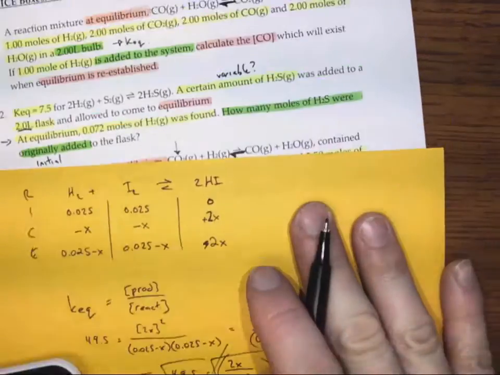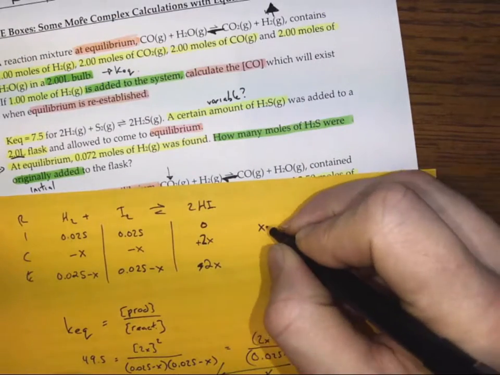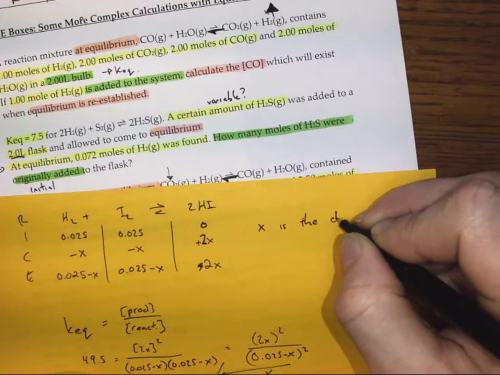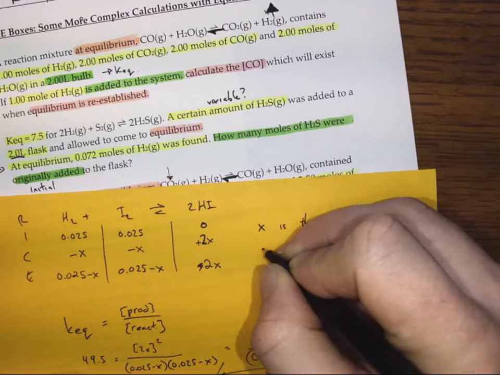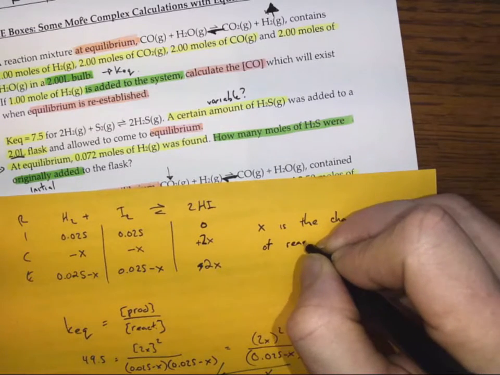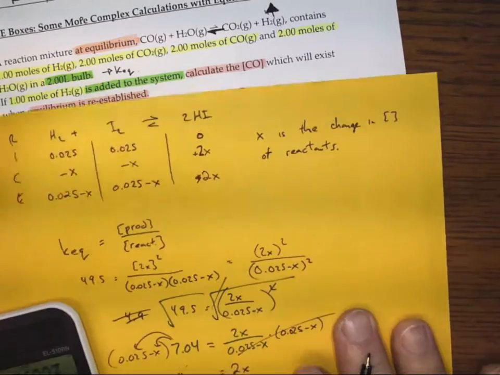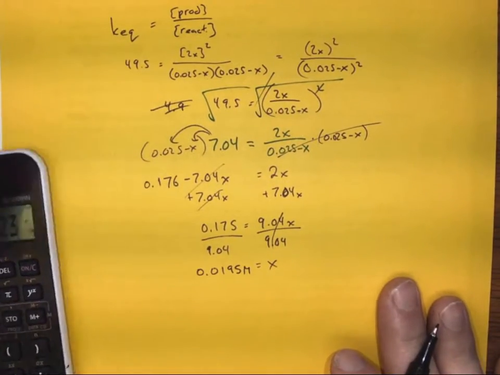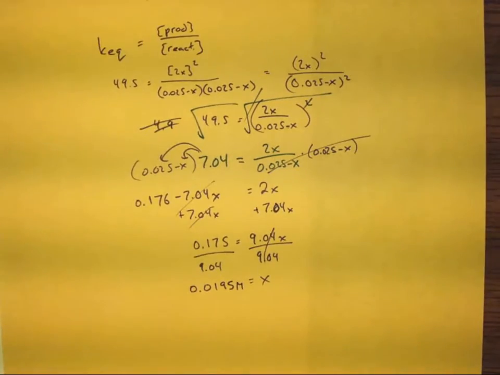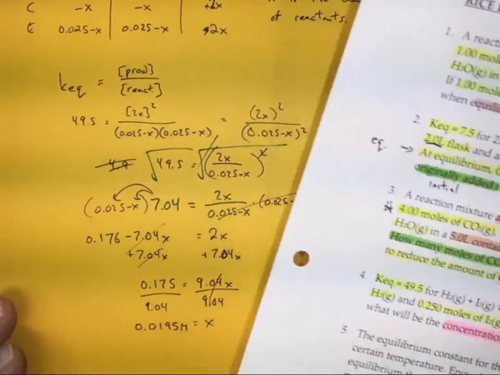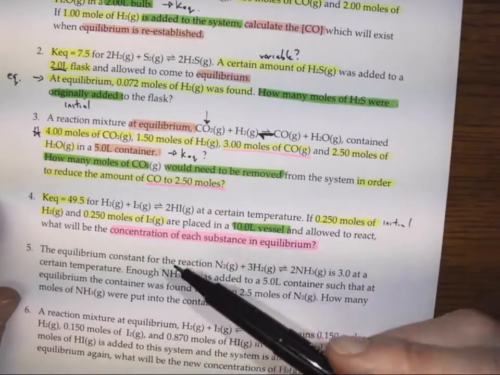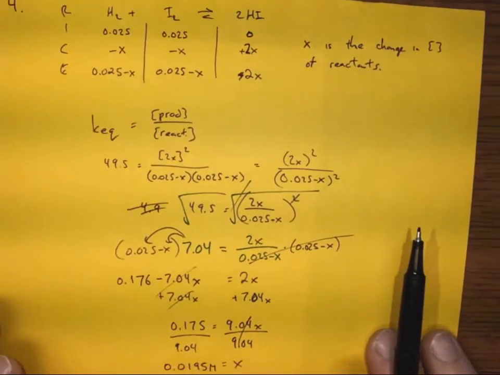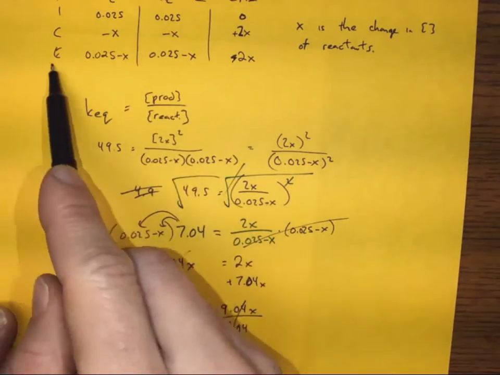X was the change in concentration of reactants, at least. So that means it's measured in moles over liters. Okay, that's fine. That's what X is. Were we asked what is the change of the concentration of our reactants? If we look back, we are asked what will be the concentration of each substance at equilibrium. So what we actually need to find, now that we have X, is what are these values.